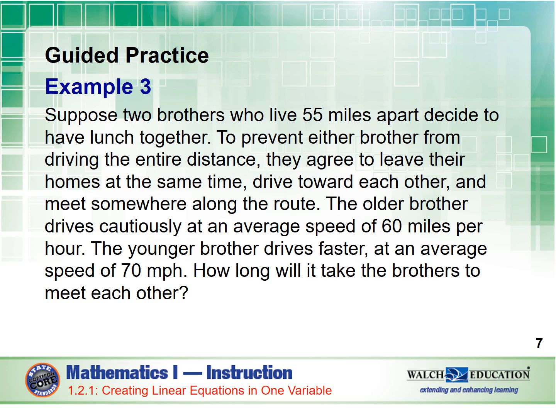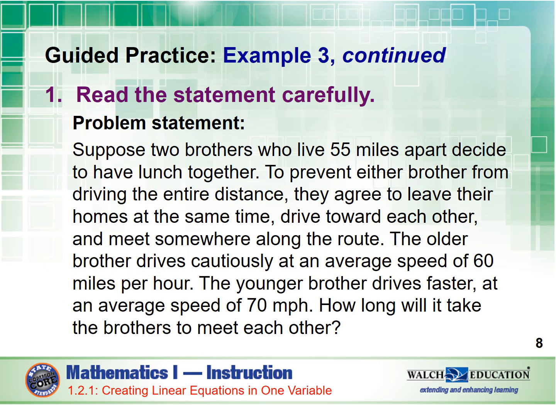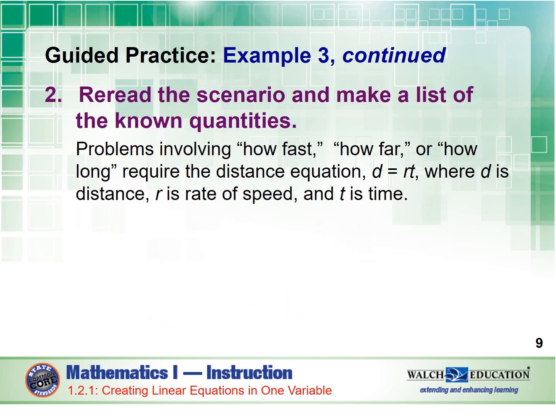So we just read it once. We did not write anything down, okay? So now we're going to read it again. Suppose the 2 brothers who live 55 miles apart decide to have lunch together. To prevent each brother from driving the entire distance, they agree to leave their homes at the same time. They drive toward each other and meet somewhere along the route. The older brother drives cautiously at an average speed of 60 miles per hour, and the younger drives faster at 70 miles per hour. How long will it take the brothers to meet each other? We're going to reread it again and make a list of known quantities.